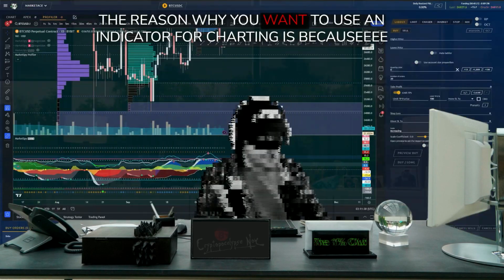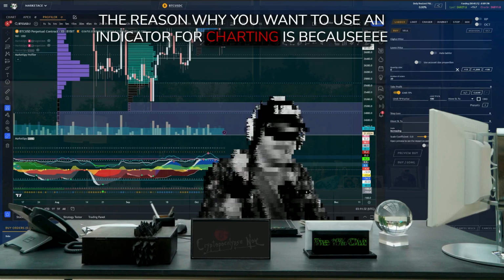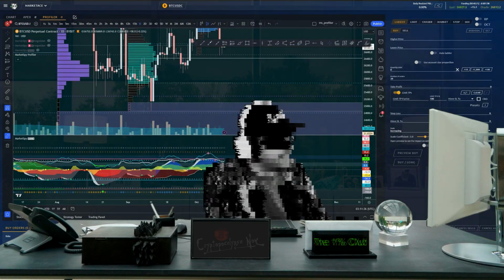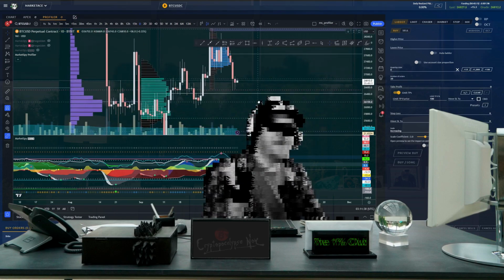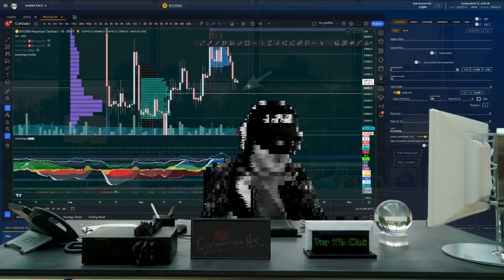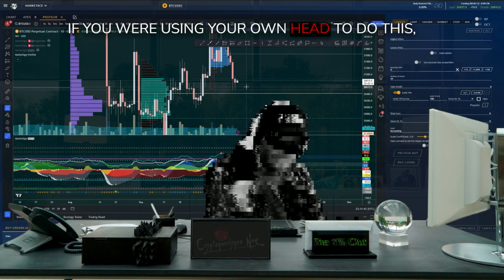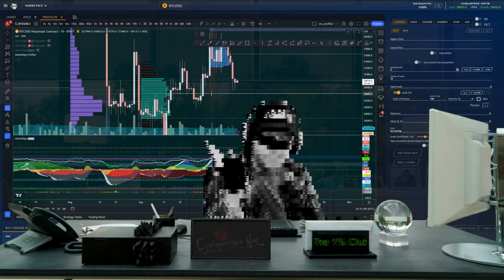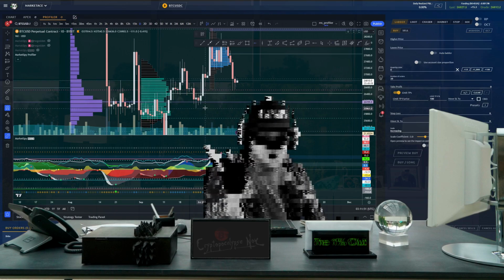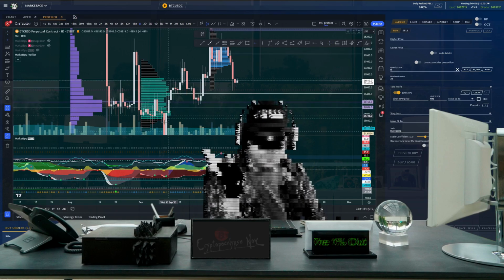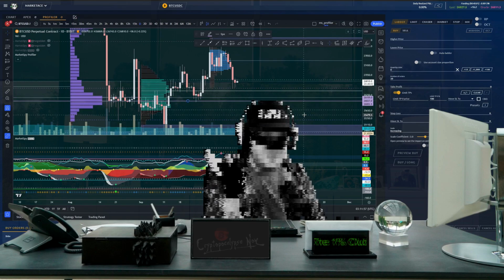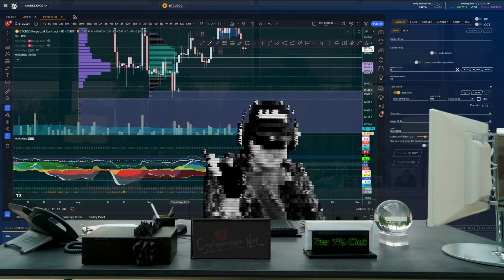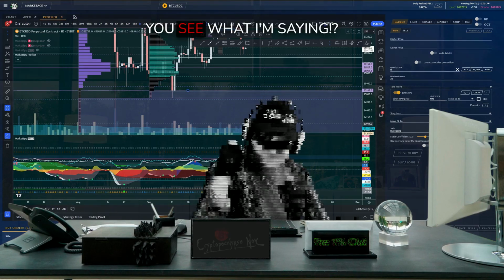The reason why you want to use an indicator for charting is because... take a look at this level right here. Price bounced. But if you were using your own head to do this, you'd probably draw your level somewhere over here. Or maybe you draw it over here. Or maybe you draw it over, let's say here. Or maybe you'd go lower and wait for it to come all the way down here and say my support level is here. You see what I'm saying?